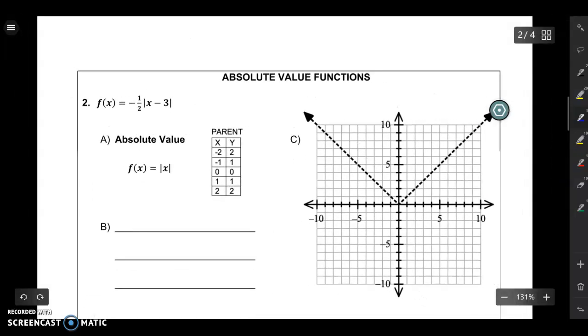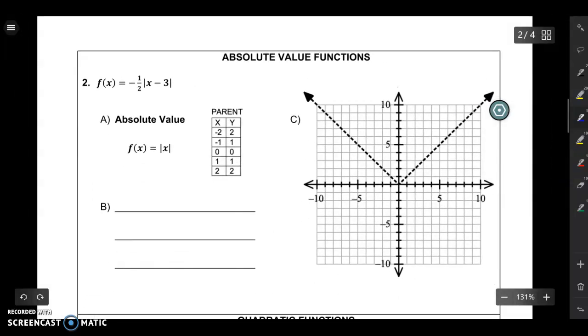So the next one, I'm dealing with an absolute value function. I can tell that from the shape because it's a V. This one actually has 3 transformations going on. The first thing I see is that I have a negative out front, which is going to reflect it over the x-axis. Then I have that 1/2, which is going to vertically compress by 1/2.